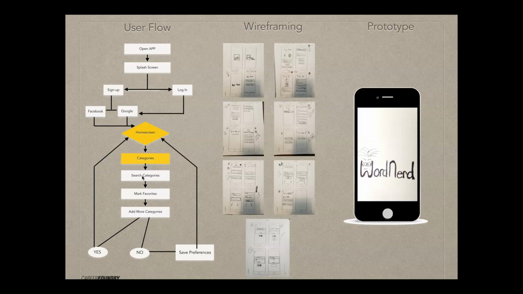To start the process, I completed user flows. I took two specific tasks of the app and I laid out the process it would take to complete each task. From there, I moved to wireframing. I got the basic layout of the app and how it was supposed to function, and I moved to prototyping. And this is where the fun starts.